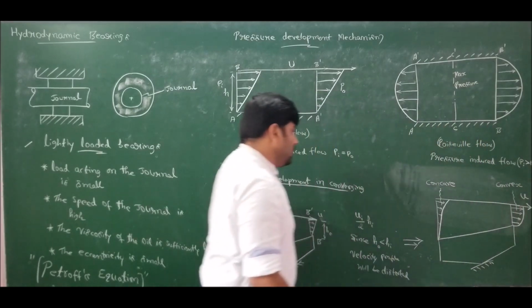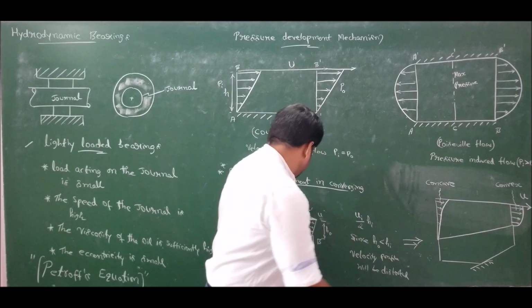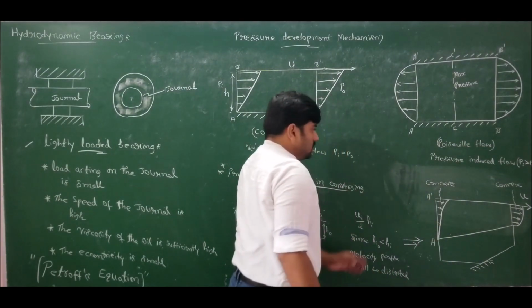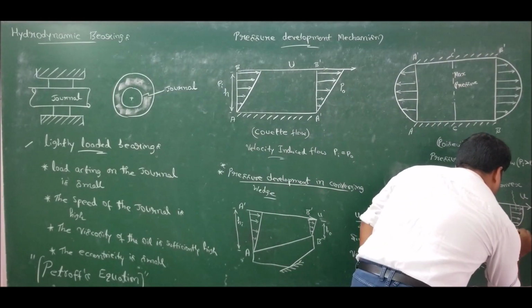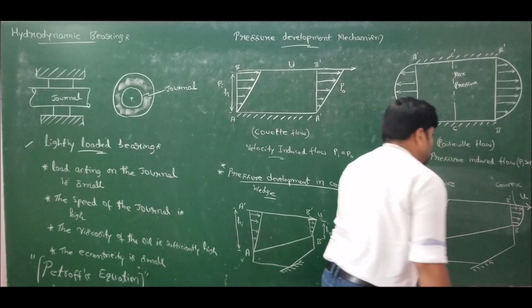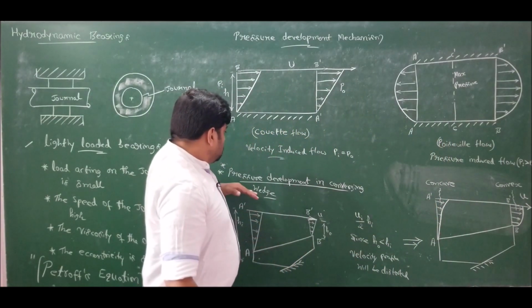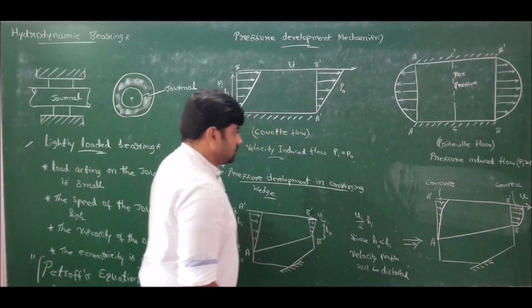So the velocity profile is no more linear. The velocity profile will be concave at entry, that is at A dash. Since pressure boosts up, it will become convex at exit, that is at B dash. So thereby the pressure development takes place. So this is what happens in case of hydrodynamic bearings.